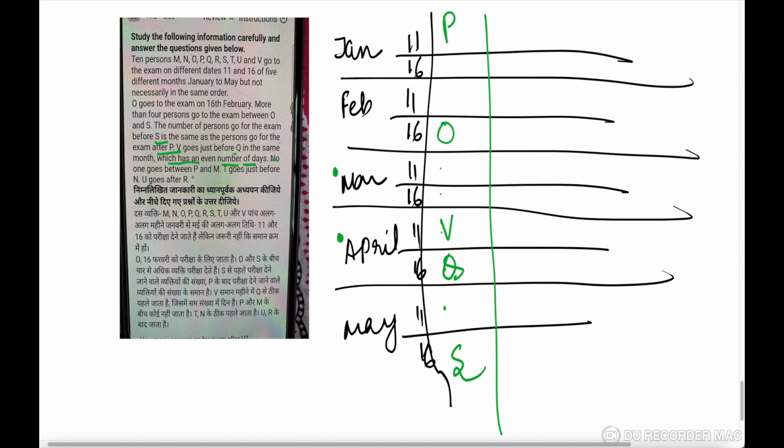Then no one goes between P and M, so M comes here. T goes just before N, TN. Then U goes after R, so U over here, R over here. This is the complete array.